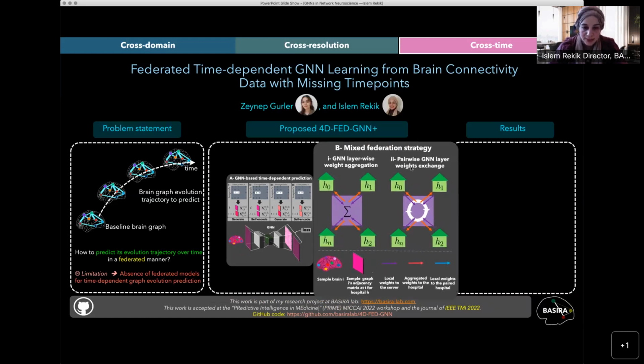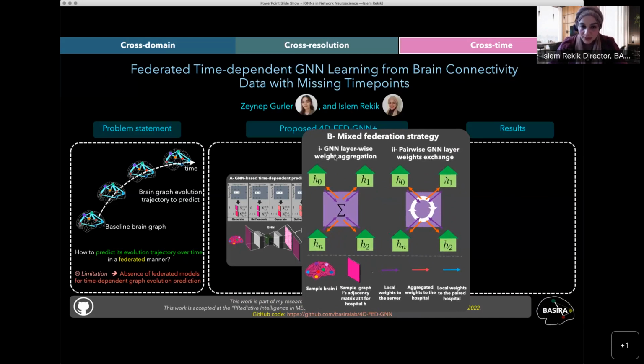So the first one is simple. These are the state of the art. This wasn't the biggest innovation in the work, but one of the components that we proposed. First, you have GNN-wise weight aggregation, which is simply averaging. This is FedAvg, which was first introduced, I guess, back in 2014. And then you have pairwise GNN layer weight exchange. So we alternate between exchanging models and averaging models.